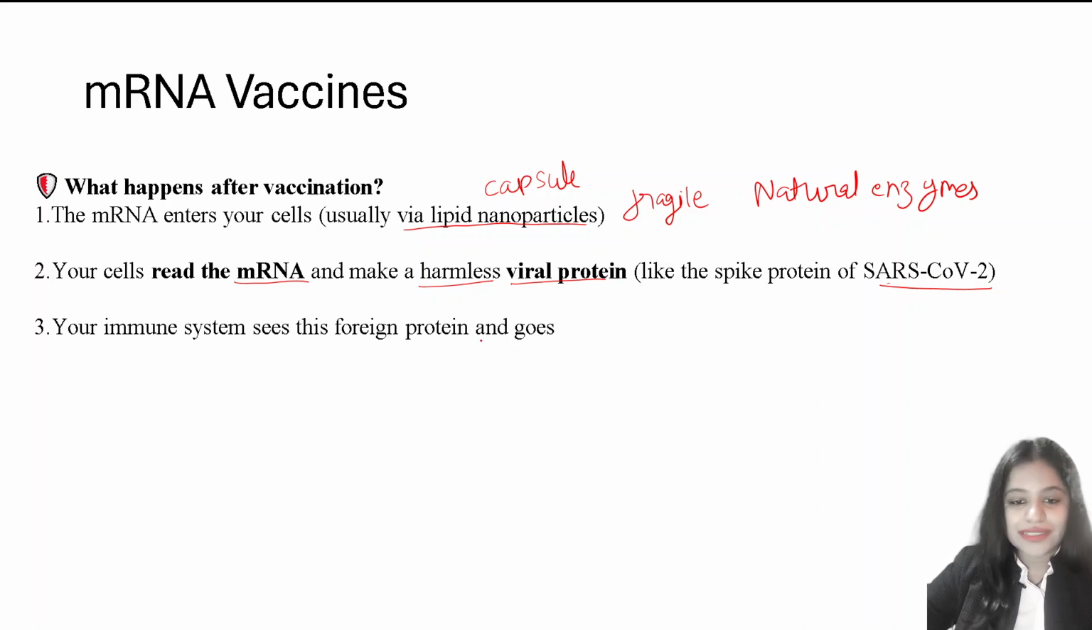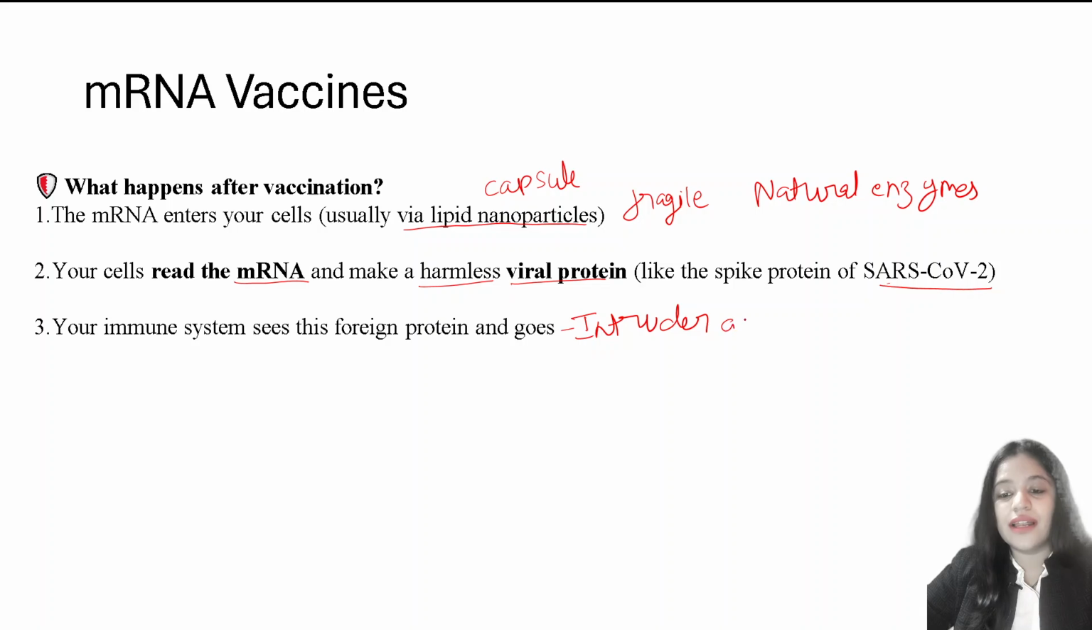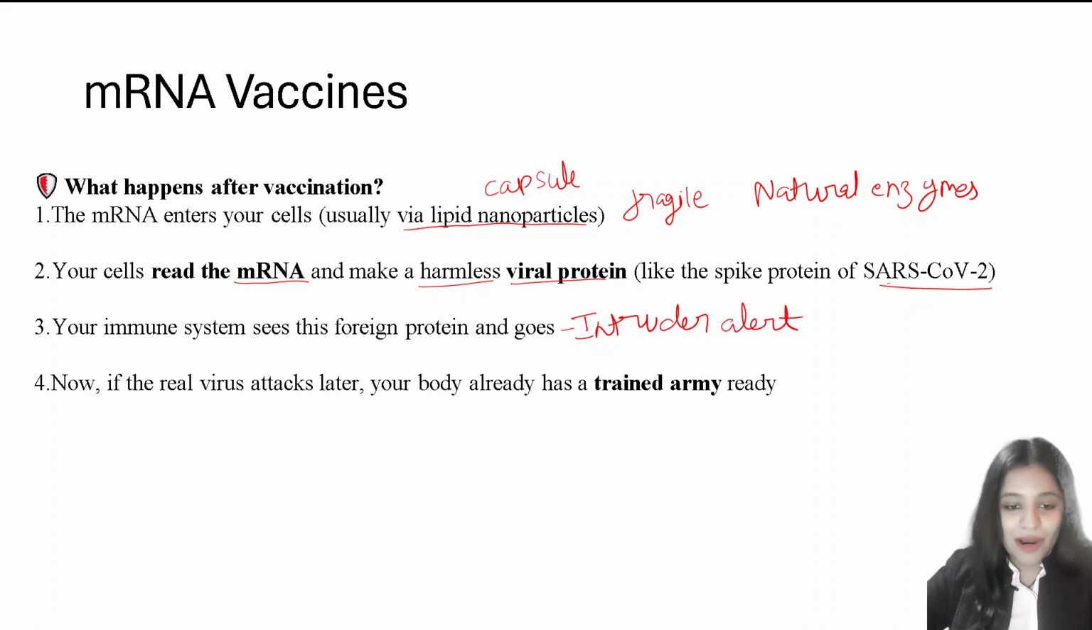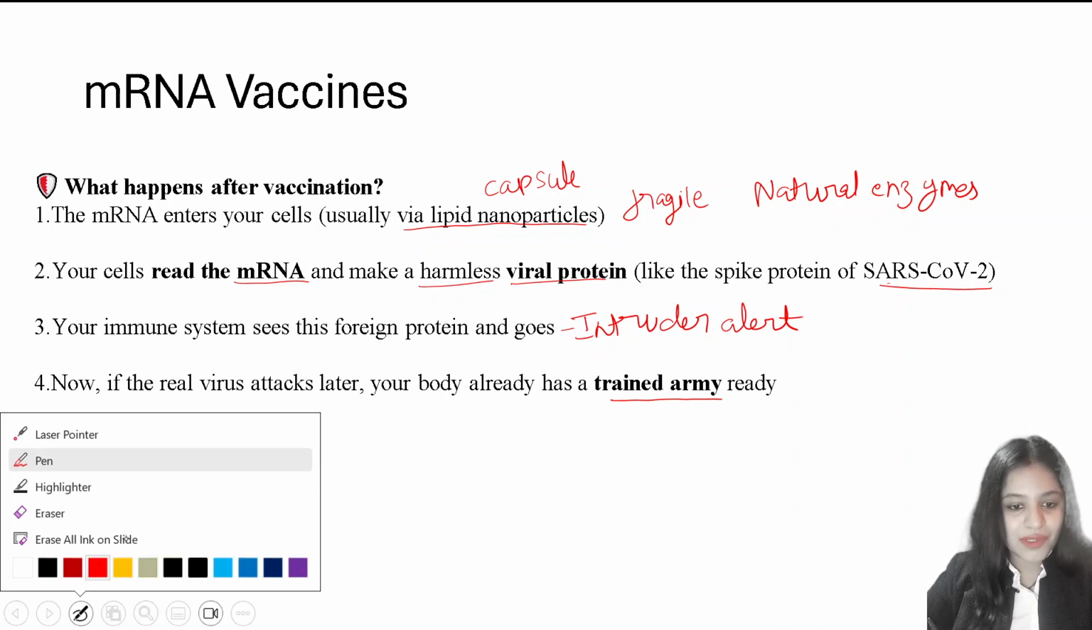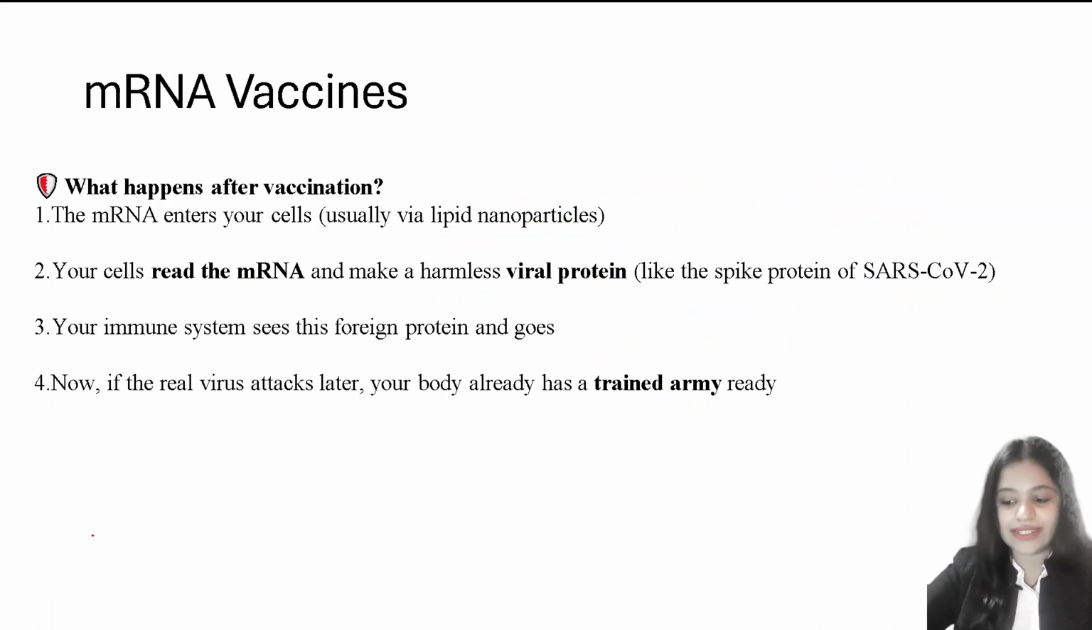Next, your immune system sees this foreign protein and goes into intruder alert mode and starts the training of your army. Now, if the real virus attacks later, your body already has a trained army. This is what happens after the vaccination.